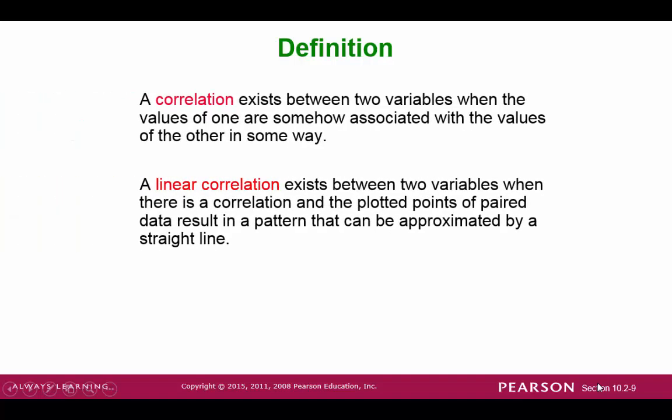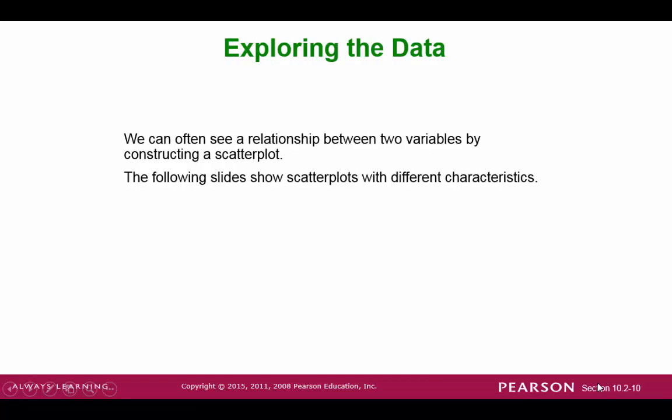Correlation exists between two variables when the values of one are somehow associated or related with the values of the other. A linear correlation exists between two variables when there is correlation and the plotted points of paired data result in a pattern that can somehow follow a straight line. So it's important for us to take a look at data from a graphical point of view, and for that we will be looking at scatterplots.